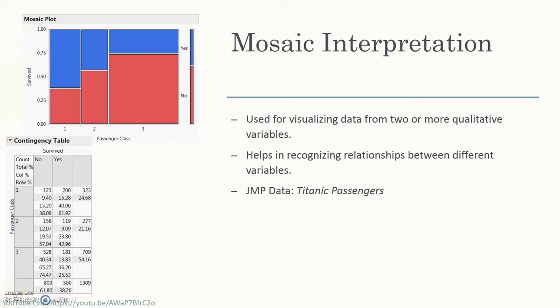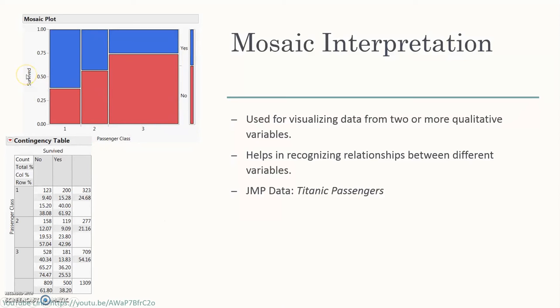So the final topic that I will be looking at in this video is mosaic interpretation. We kind of touched on this when I was talking about the chi-square test in the beginning of the video, and we also discussed it in presentation 3, but here's a little bit more about it. It can be used for visualizing data from 2 or more qualitative variables, and it helps in recognizing relationships between different variables. The data that we looked at here was Titanic passengers.